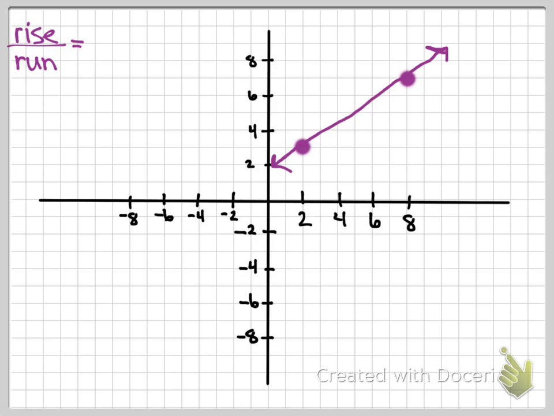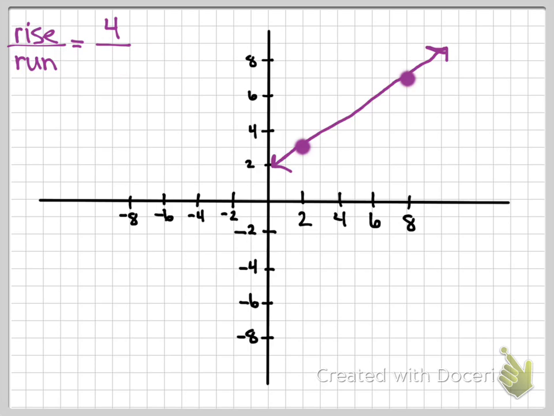And how many do I go up by between my 2 points? 4. I went from a 3 to a 7, so I went up 4. And how many did I run? 6. Okay, could I reduce that? 2/3. Okay, so technically 2/3 is the answer that I'm looking for. Again, if the fraction can be reduced or simplified, do that, but don't change it to a mixed number.